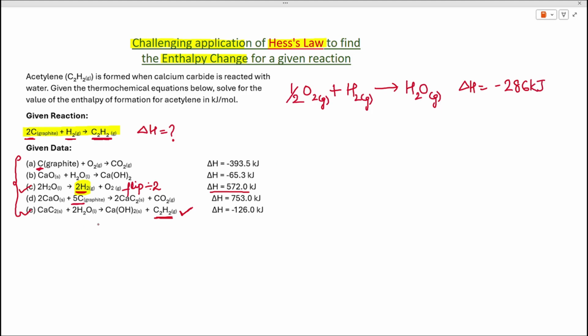Now equation number 5, we're just going to copy it down as such. We have calcium carbide, which is a solid, plus 2H2O, which is a liquid. It gives us calcium hydroxide, which is a solid, and C2H2 acetylene, which is a gas. And because we haven't done anything, the delta H value remains the same, negative 126 kilojoules.